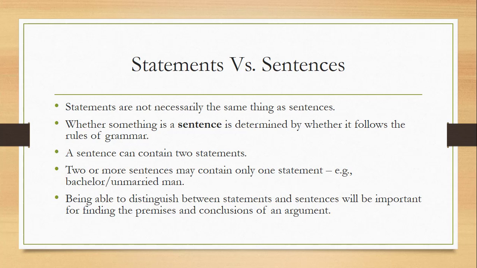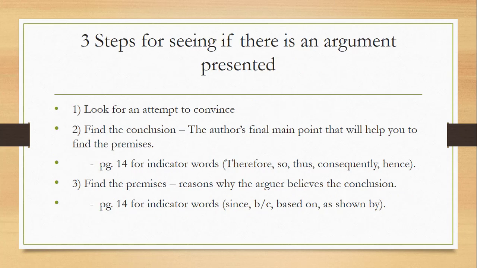And this itself will help you to identify what the premises and conclusions are to an argument. Okay, so now there are 3 steps for seeing if there is an argument presented. So you'll be, for example, given passages where you have to determine whether or not there's an argument presented or not. One thing to look out for is to look for an attempt to convince.